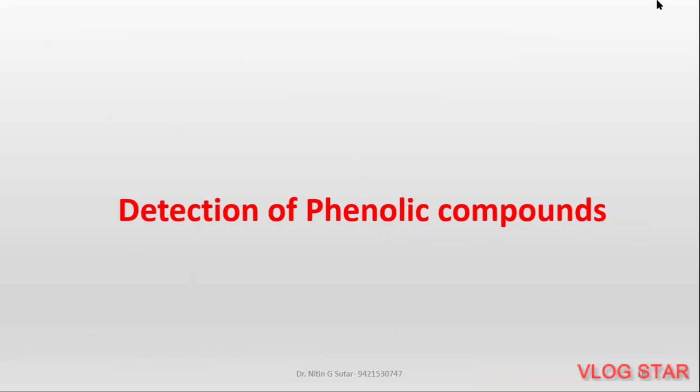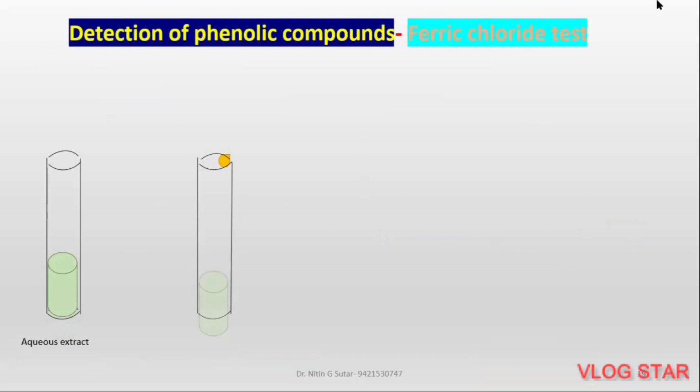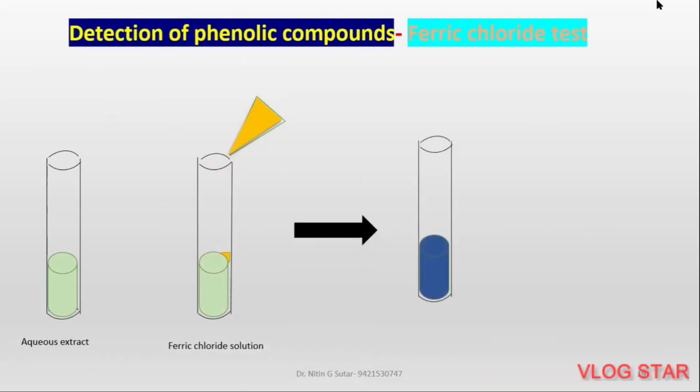Next one, detection of the phenolic compounds. Take aqueous extract. This test should be done by utilizing the ferric chloride test. Firstly, you have to take aqueous extract. To that one, add ferric chloride solution. Once you have added ferric chloride solution, shake it properly. You are getting a bluish black color that indicates that phenolic compounds are present.